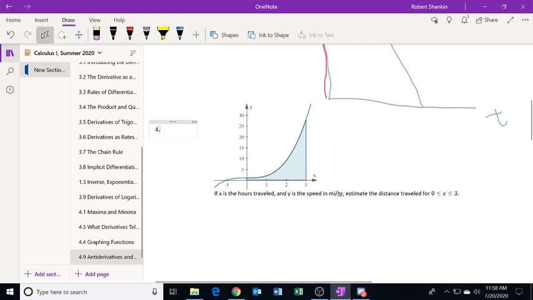So if x is the hours traveled and y is your speed in miles per hour, estimate the distance traveled between 0 and 3 hours.